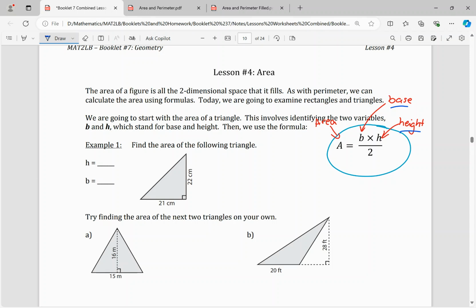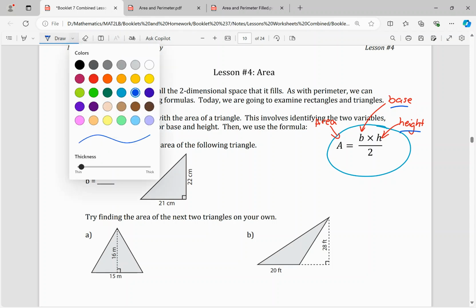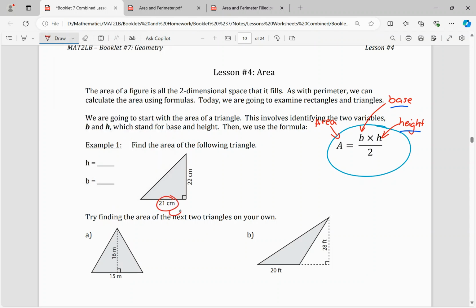The base is the length along the bottom of your triangle. So in this example, our base would be 21. The height is the distance straight from the bottom to the top of the triangle. Now be careful, right? This side length over here, even though that goes from the bottom to the top of the triangle, that is not our height. The height needs to go straight up and down like this length right here. So in our first example, the height of the triangle is going to be 22.